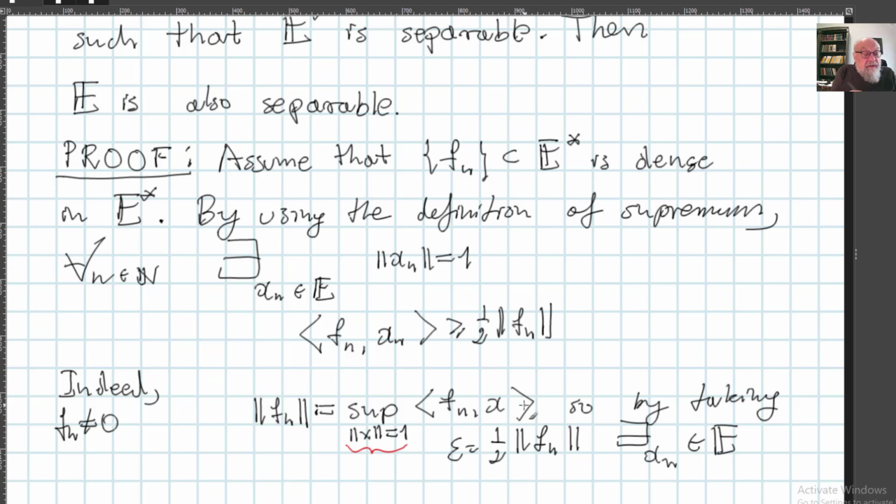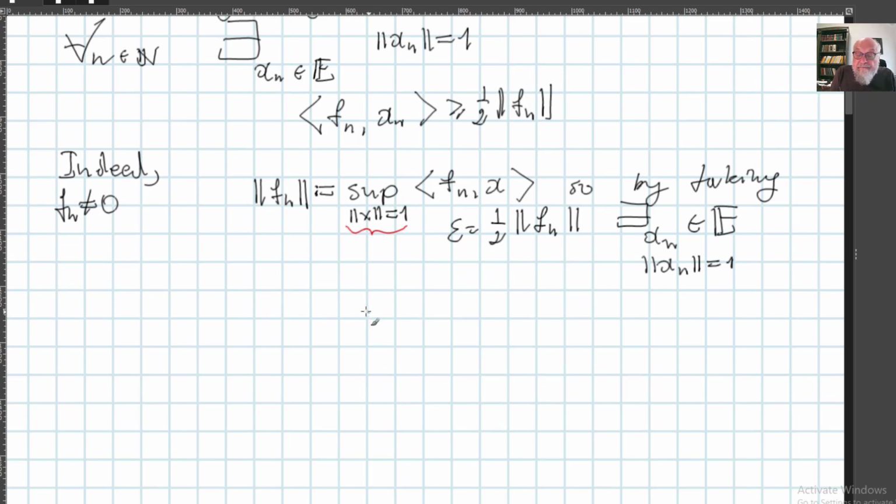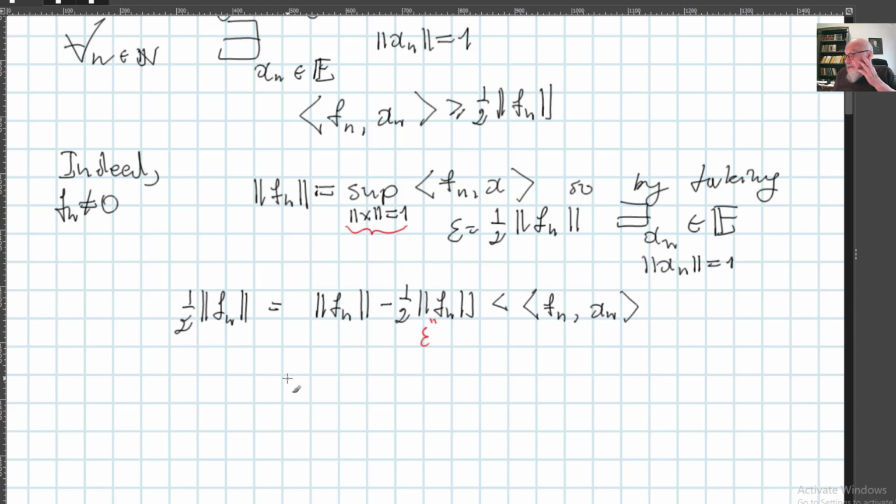Here we have the condition, so that means your xn must be equal to 1 in norm, satisfying the property of the supremum, so that means the norm of Fn minus this epsilon, which is 1/2 the norm of Fn, is going to be smaller than that value Fn on Xn. And that's exactly what we got. This is 1/2, and that one is the norm of Fn.